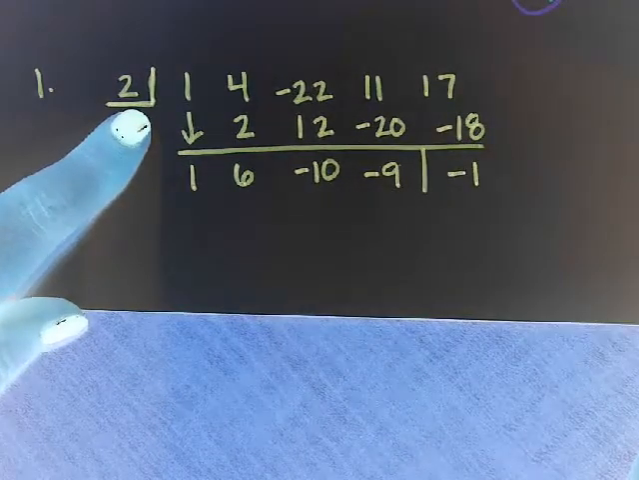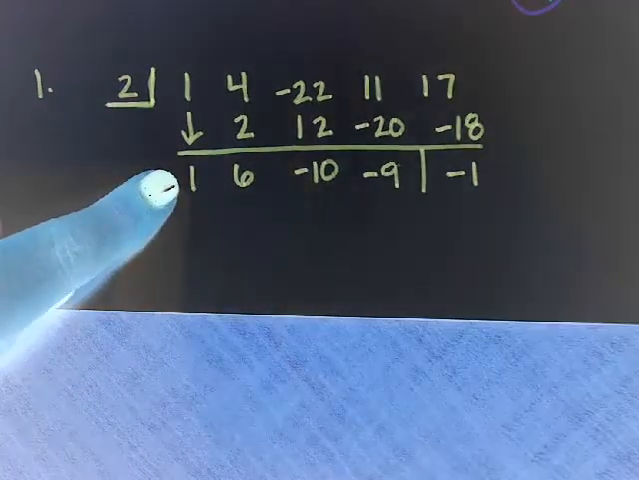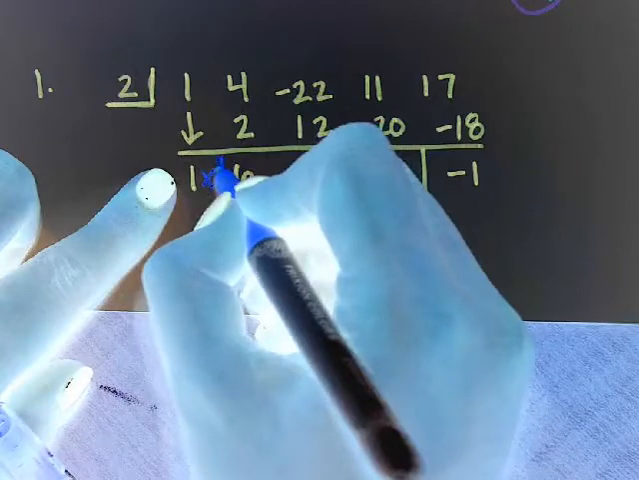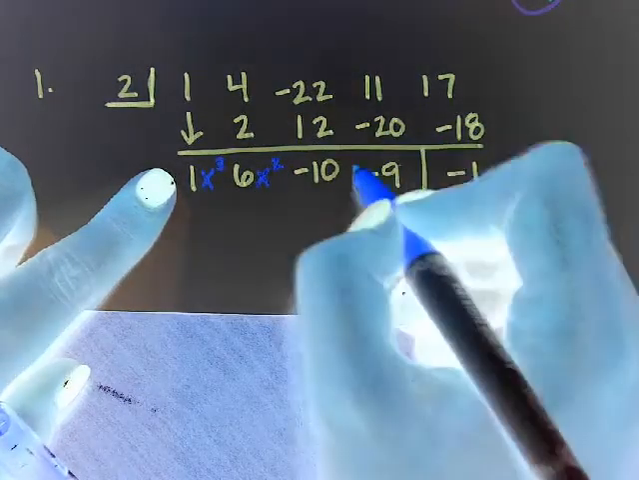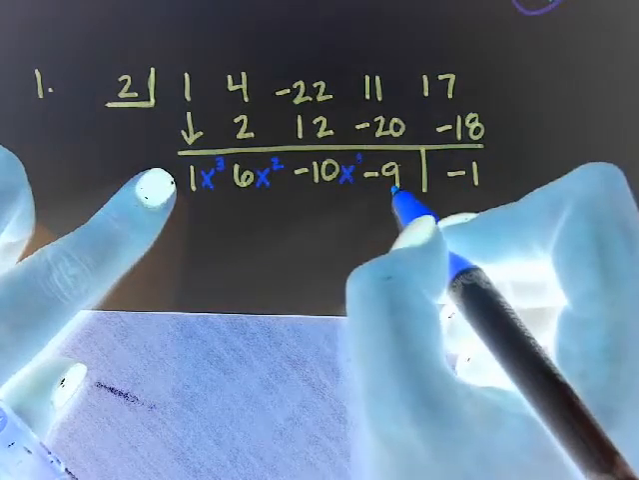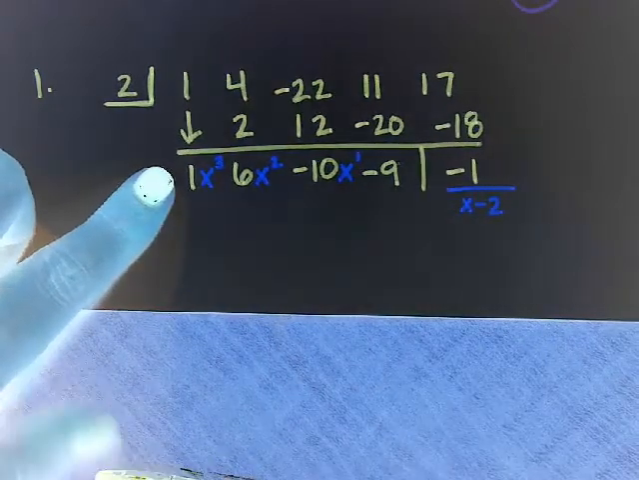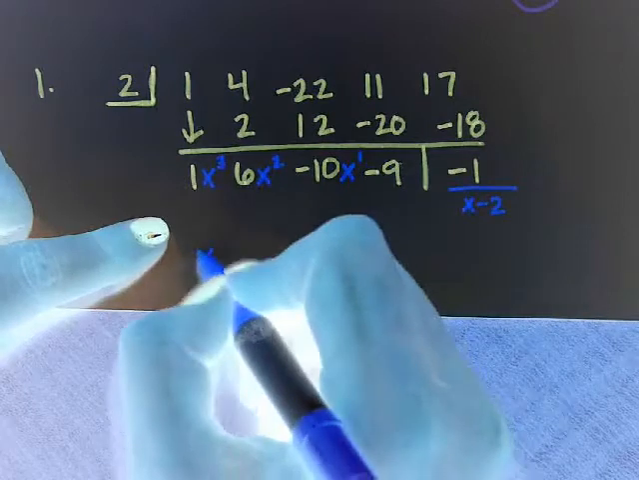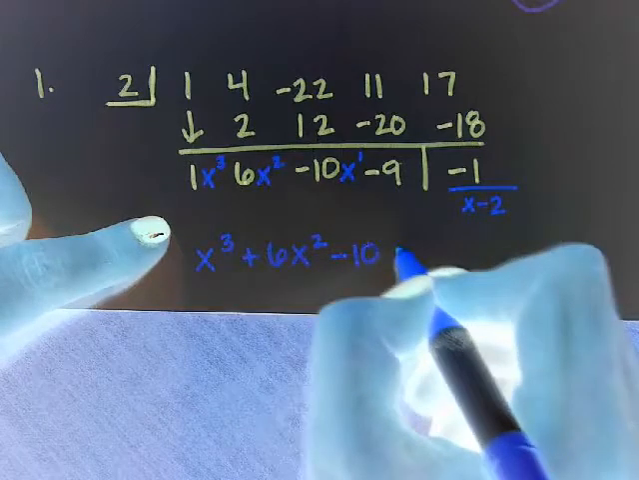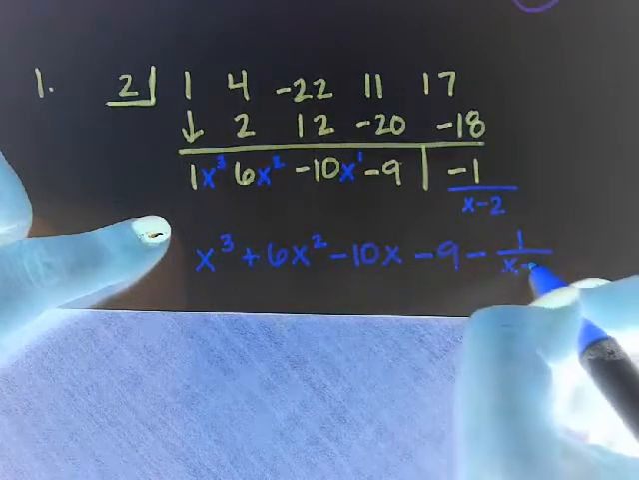Okay? And if the original problem started off with an x to the 4th, then this one is going to be an x to the 3rd. And that one's going to be an x to the 2nd. And that one's going to be an x to the 1st, or just an x. You don't really have to have the 1. And then no x, and then the last one is our remainder. And so now I can go ahead and write out my answer. I have x to the 3rd plus 6x squared minus 10x minus 9 minus 1 over x minus 2.